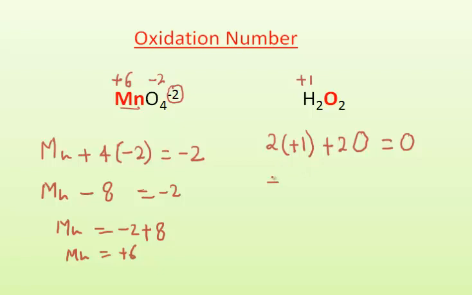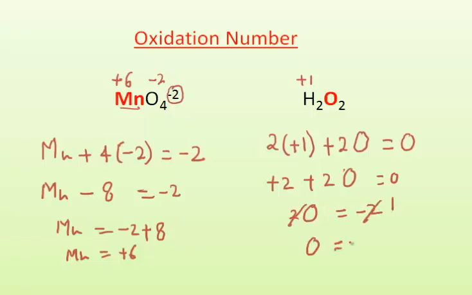Well, here we have +2 plus 2 oxygen atoms is equal to 0. We can transfer 2 to the right side, we get 2 oxygen atoms is equal to -2. You can divide by 2, and we get oxygen atom is equal to -1. Well, the oxidation number of oxygen atom in this peroxide compound is -1. Well, the usual oxidation number of oxygen atom we always use is -2.